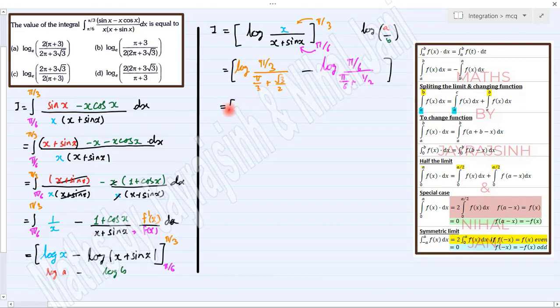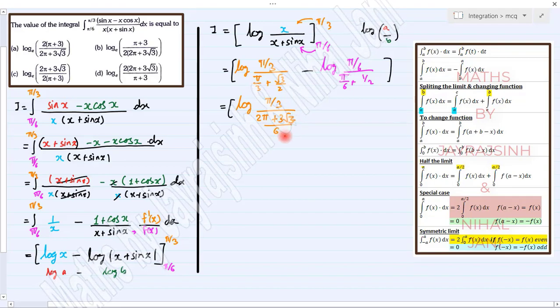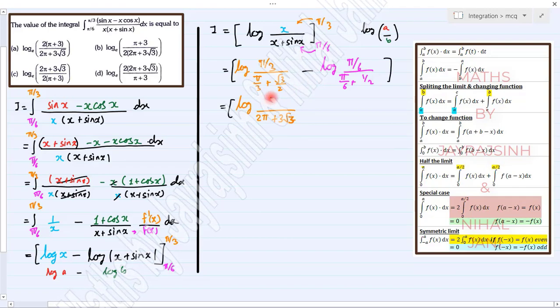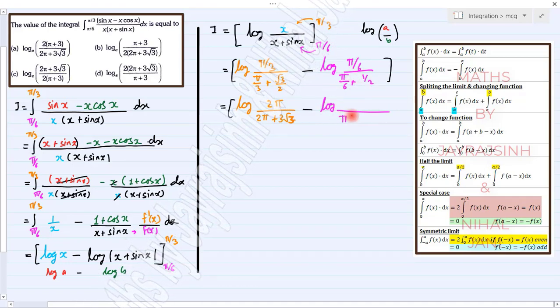So in further simplification, we will get log of pi by 3 upon, if we take LCM, 2 pi plus 3 root 3 whole divided by 6, and we can move this 6 in the numerator. So here we'll get 6 pi by 3, or we can say 2 pi. Similarly, in the second term, let's take LCM. So we will get pi plus 3 pi.